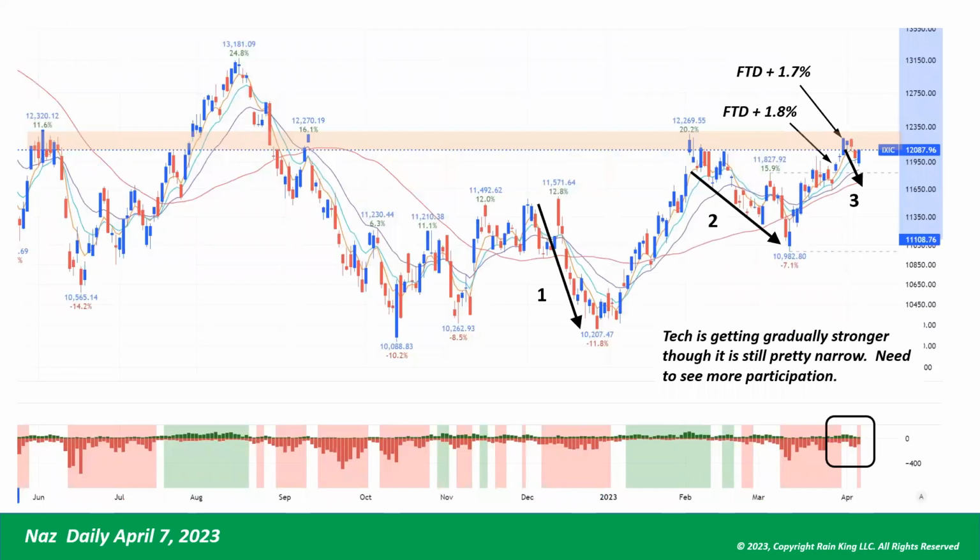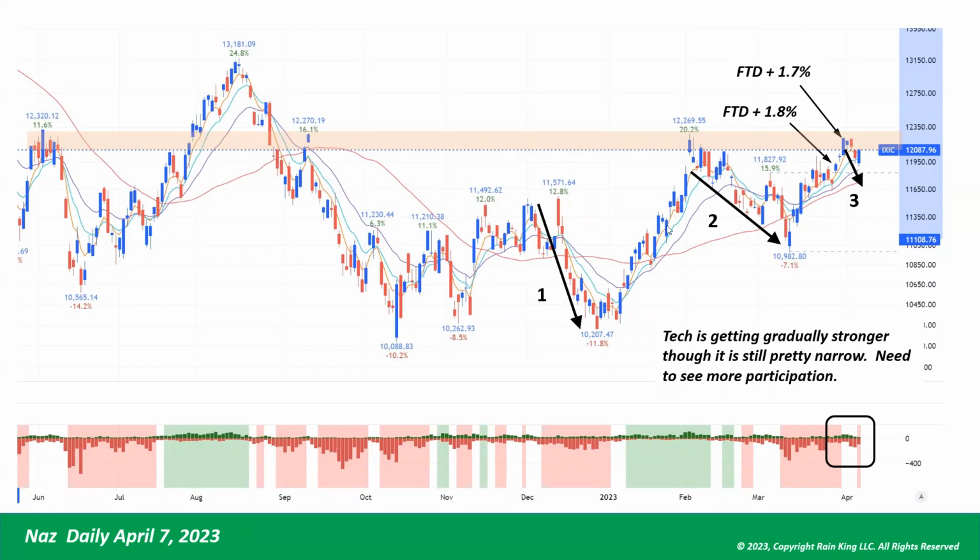So this is the NASDAQ, a daily chart from April 7th. Now, we had really good signs last week. We actually had 2 follow-through days, which looked very, very encouraging, but the rest of this week has not been encouraging at all. Now, I say in the footnote here, tech is getting gradually stronger, though it is still a pretty narrow market. We know that the mega caps are leading the index, and we need to see more participation under the hood, so to speak.